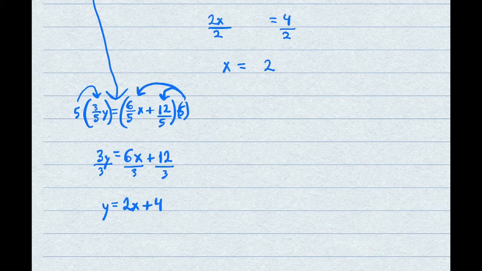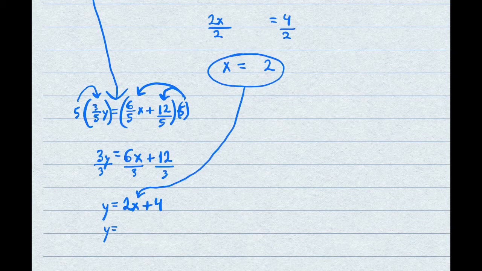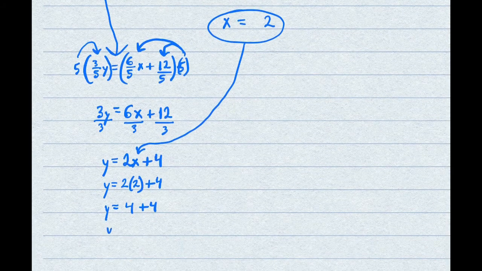We know that x equals 2, which we found earlier, so you're going to take that 2, and you're going to plug it into this x, right over here. You got y equals 2 times 2 plus 4, which means that y equals 4 plus 4, which means y equals 8. So now we have our x and our y.